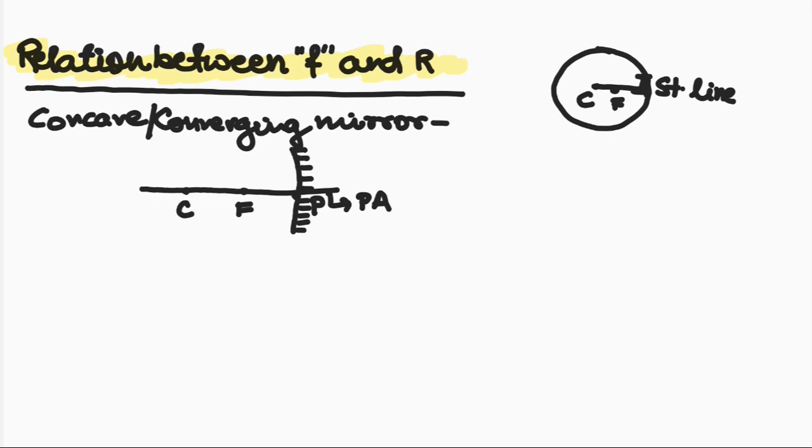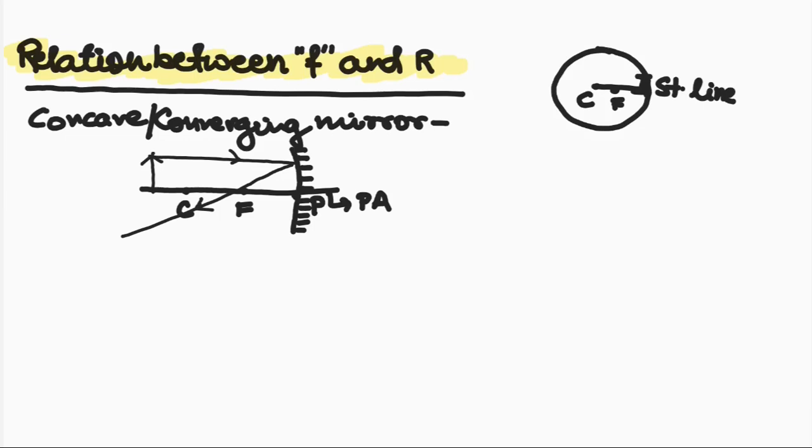Now students, let us consider we have an object, and if we draw a ray parallel to the principal axis, what happens after reflecting? It will pass through the focus. We don't need to draw the other light rays, because we don't need to create the image of the object, we just need to understand the relation between the focal length and the radius of curvature.